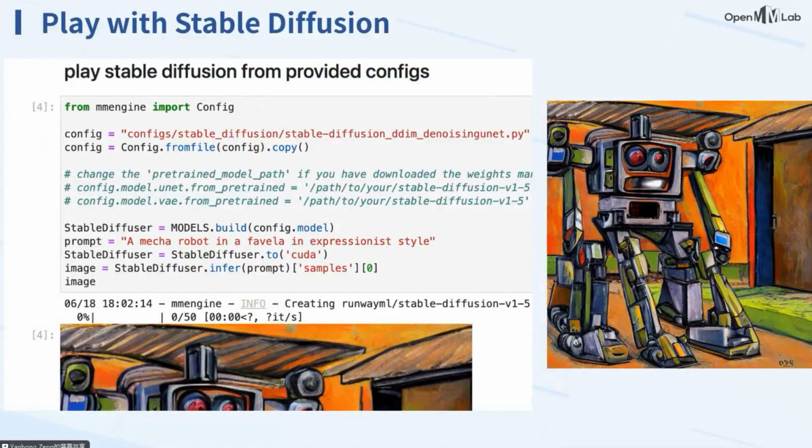In order to manage and reuse all these configurations for different models and tasks, we have provided all these default settings in predefined configuration files in the format of Python or YAML. So you just need to load the configuration files here instead of specifying everything in the main Python code. So from the provided configuration file, you just need 6 lines of code to play with stable diffusion.